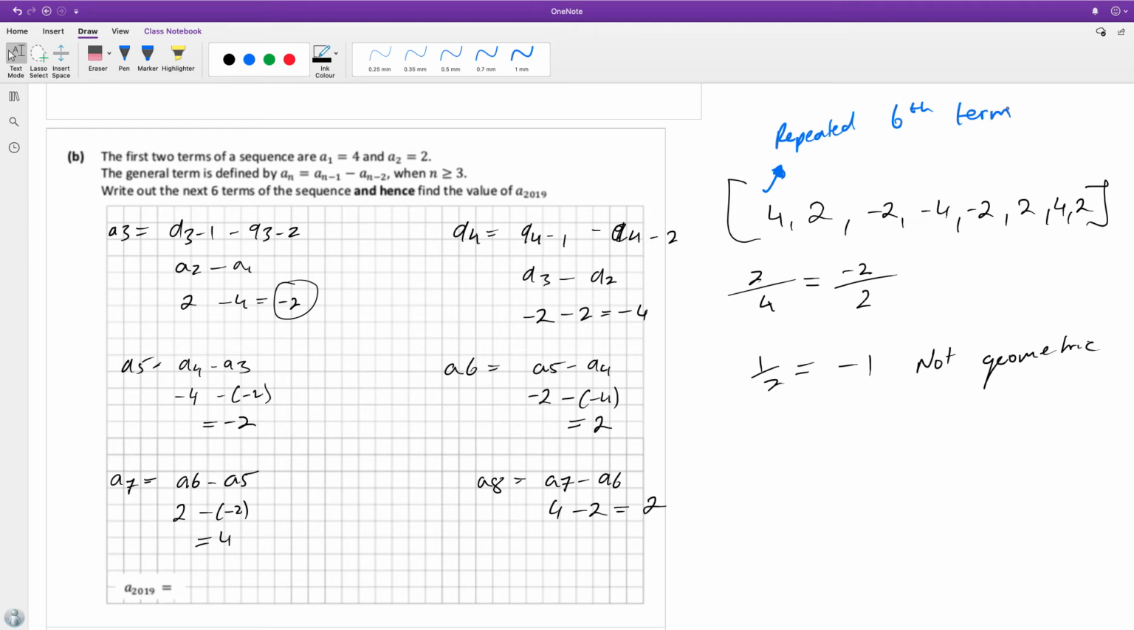See if we can use a bit of logic on it. Gav, any idea down there? Staying very quiet below in the corner. 2019 divided by 6, what do we get? 336.5, right? That's not really going to help me now, but it does tell me something. What's it tell me, Gav?